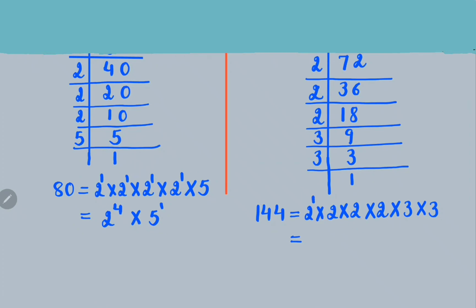Now we will write in powers. Now 2 is 1, 2, 3, 4 times. 2 raised to power 4 into 3 is 2 times, 1, 2, 3 raised to power 2. So prime factors of 144 are 2 raised to power 4 into 3 raised to power 2.